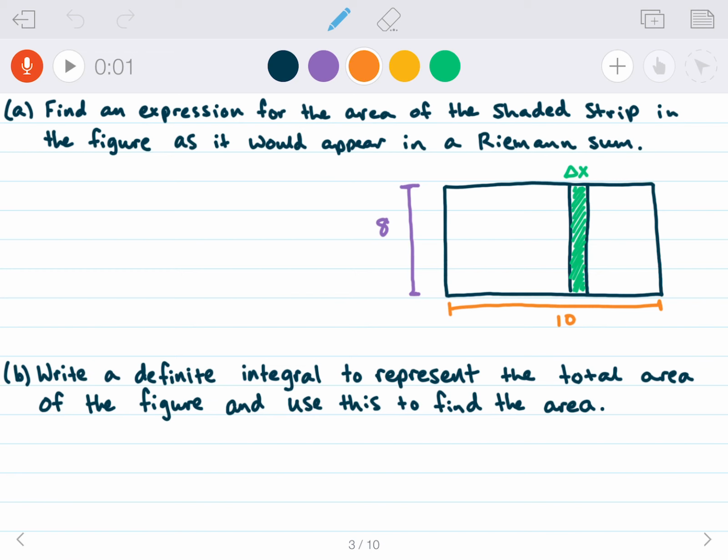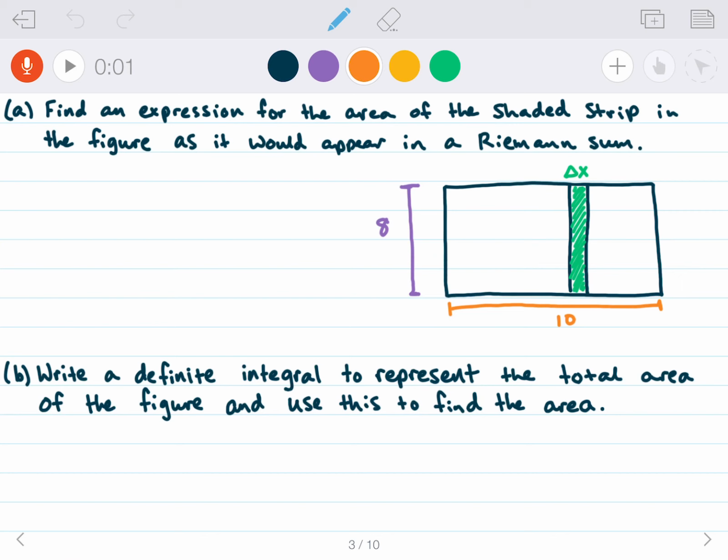So our first question says, find an expression for the area of the shaded strip in the figure as it would appear in a Riemann sum. Remember, a Riemann sum was just adding up an infinite amount of rectangles, all of equal width. So if we had to set up an integral here, how would we do it?